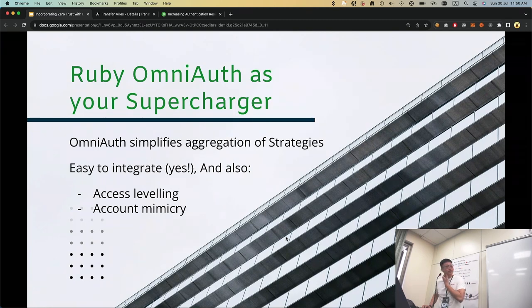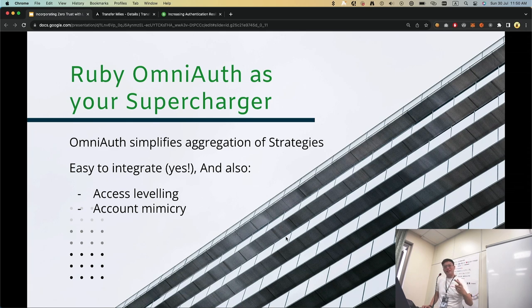So here is where we use OmniAuth. For us, this is almost a little bit of our secret sauce, because OmniAuth helps us simplify the aggregation of identity services. If you're a frequent user of Ruby OmniAuth, you'll find that every time you want to integrate multiple identity providers, you use OmniAuth.